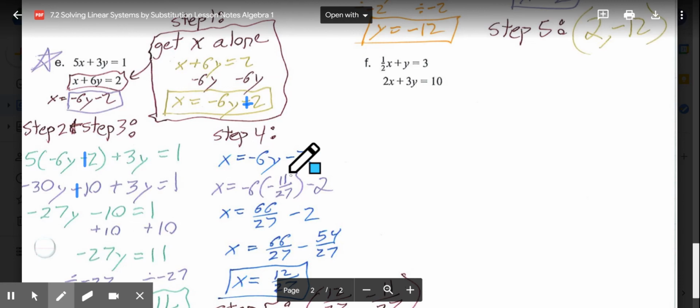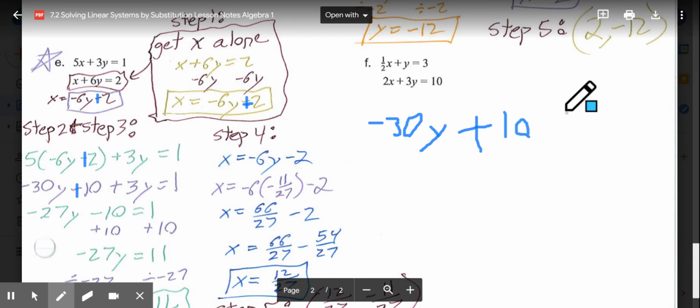But if you want to work through this one, we'll do it right now over here on the side. So instead of negative 6y minus 2, it'd be negative 6y plus 2. So I'm going to substitute the negative 6y plus 2 into this first equation. So that would become a negative 30y plus the 10, not a minus 10, and then plus the 3y equals 1.